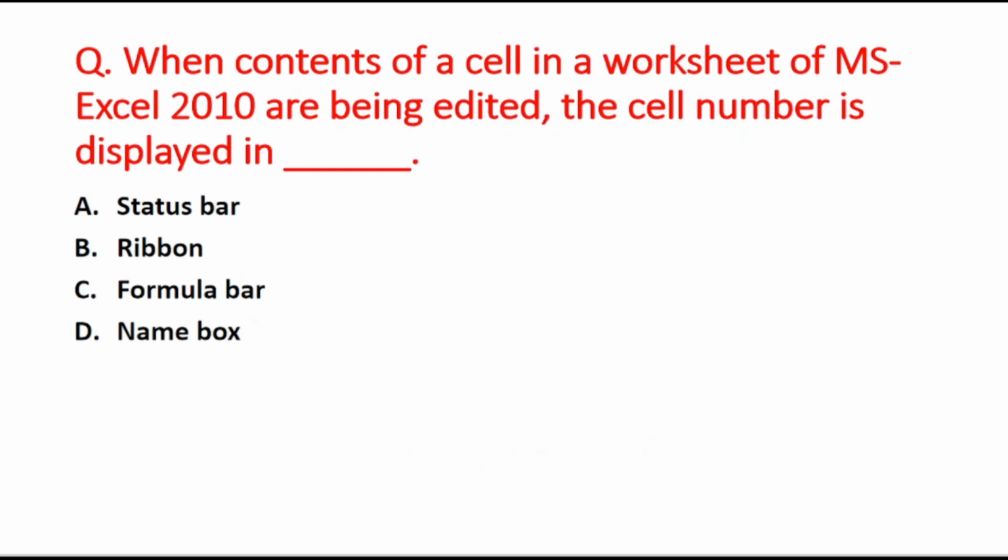First question is, when contents of a cell in a worksheet of MS Excel 2010 are being edited, the cell number is displayed in blank. Your A option is status bar, B option is ribbon bar, C option is formula bar, and D option is name box. So the right answer is option D, that is name box.